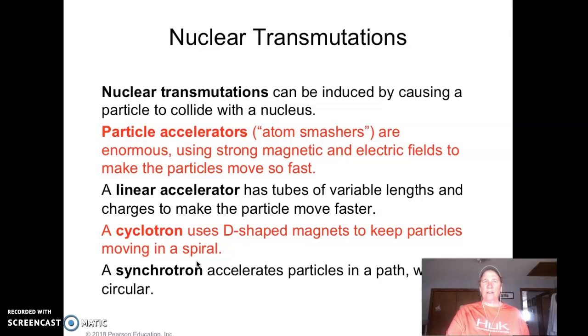What do we got here? Okay, this might be our last slide. I'm just checking on time here. Nuclear transmutations. You can cause the nucleus to go through transmutations. You can cause it to mutate by having a particle collide with the nucleus. They have something called particle accelerators. They're atom smashers. They're enormous. I'll show you some pictures of them. They use strong magnetic and electrical fields to make the particles move faster. And when they do that, you basically get energy from it.